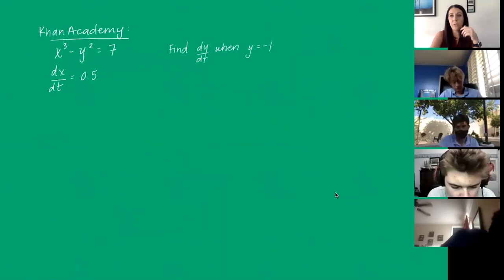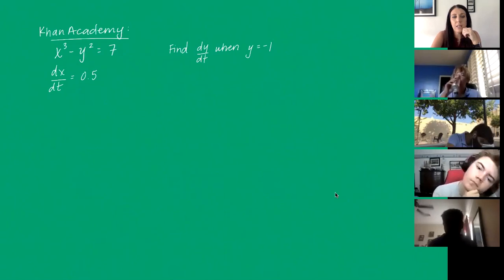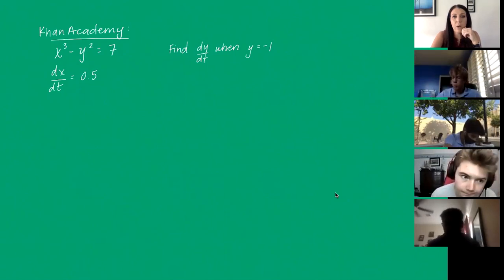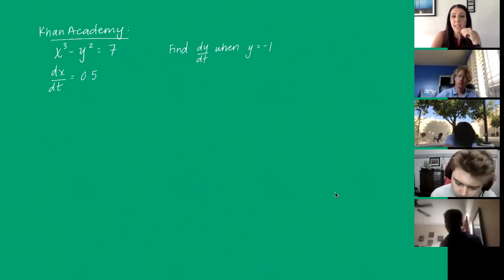So this is a question from Khan Academy last night. I know we started the ladder problem. We'll come back to that in a second. So I want everyone to write this one down. This was one of the most missed problems on the third quest last night. This says x cubed minus y squared equals 7. It gives us that dx over dt equals 0.5. And it asks us to find dy dt when y equals -1.